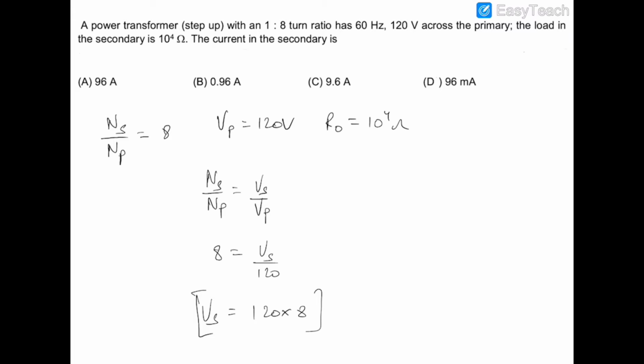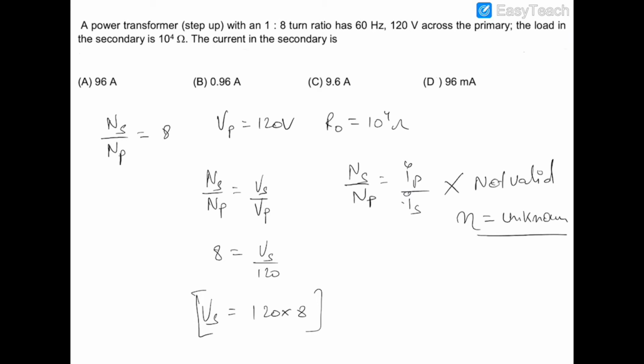Now we need to find out the current in the output, the current in the secondary coil, which is the output current. So we know that this relation Ns upon Np is equal to Ip upon Is is not valid, because if we ask ourselves why this relation is not valid, then we can see that the efficiency of the transformer is not given in this case. So this relation cannot be established because efficiency is unknown.